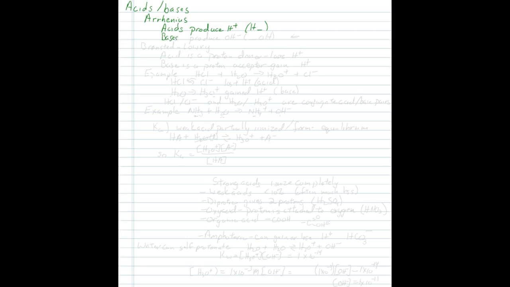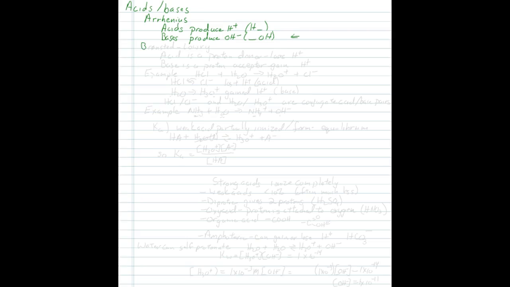Bases produce hydroxide ions. In other words, they end with OH. Now the problem with that is not all bases contain an OH. Things that react with an acid, especially ones with nitrogen in them, might have no OH, but they still act like a base. So that definition is not very useful anymore.